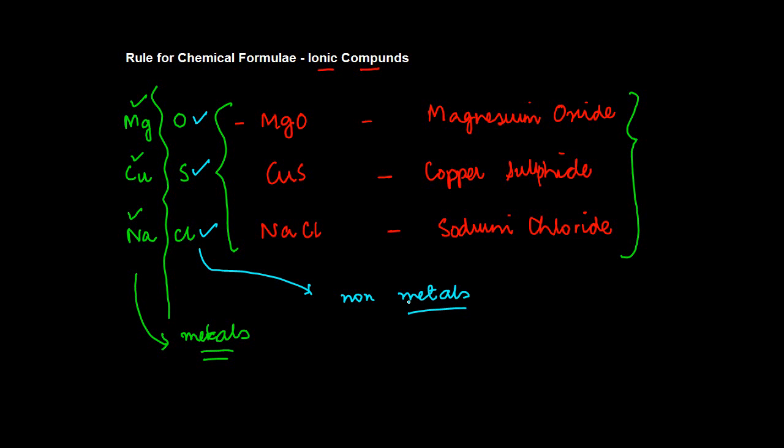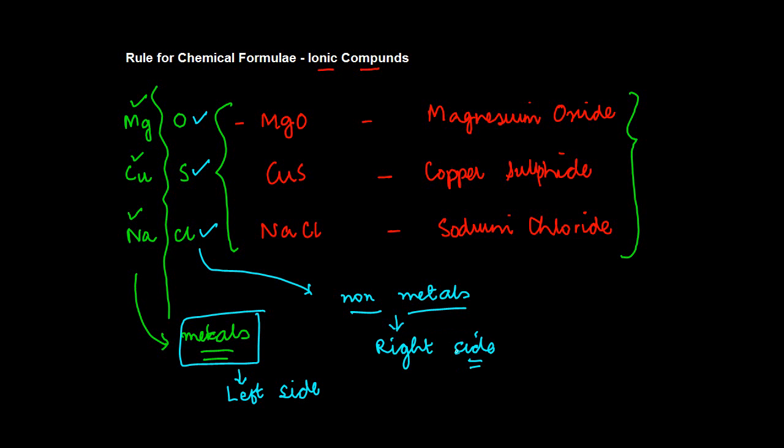So do you get one rule for this? It tells us that whenever we write the formula of ionic compounds, the metals figure on the left side of the chemical formula and the non-metals figure on the right side. More often than not, these are made up of two elements: magnesium and oxygen, copper and sulfur, sodium and chlorine. All these things which are made up of two elements are known as binary compounds.